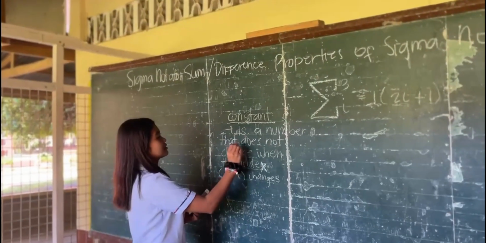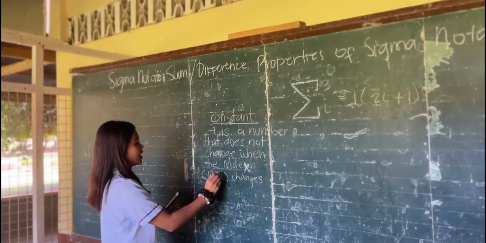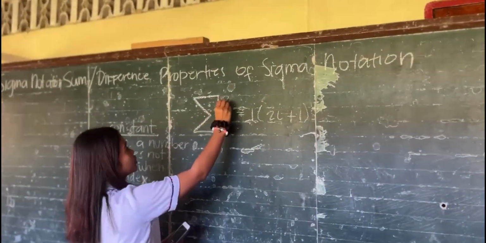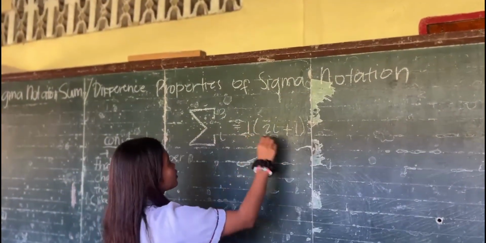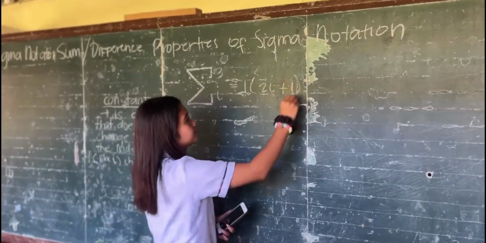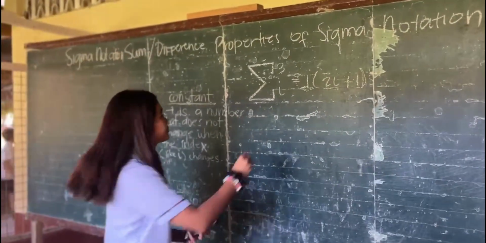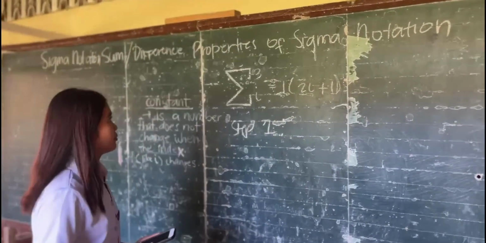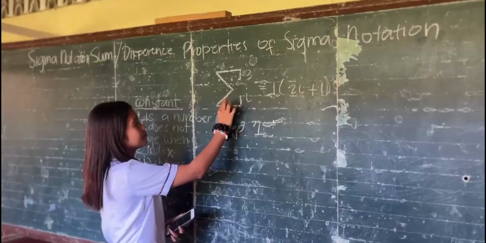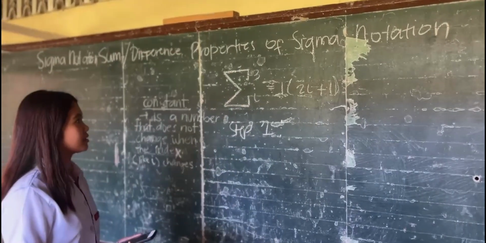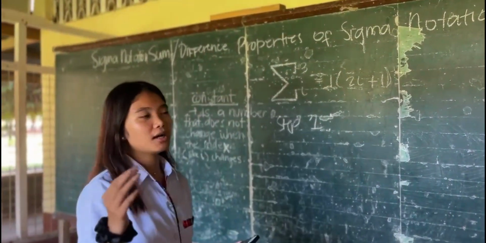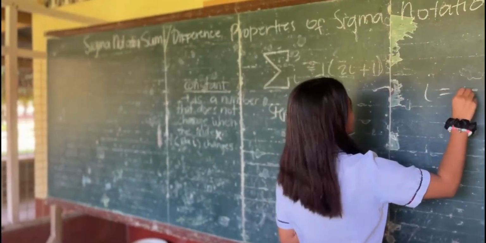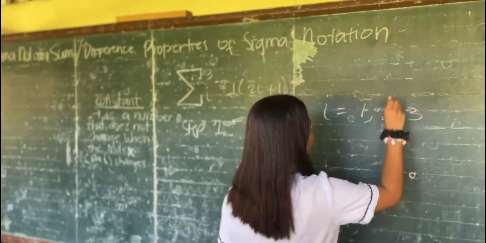A constant is a number that does not change when the index, like i, changes. So we have an example: the summation from i equals 1 to 3 of the quantity 2i plus 1. Step 1: sigma notation here means we add all values when i equals 1, 2, and 3.